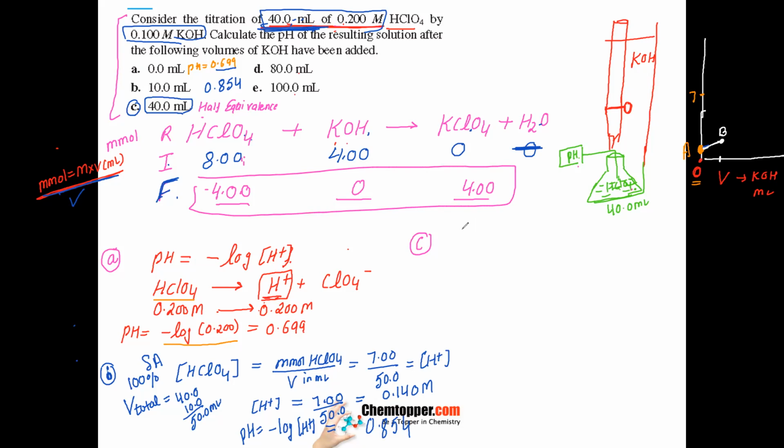Yes, again HClO4, but the concentration has changed because you are mixing volume. The millimoles are also changing. So what's the concentration? 4.00 millimoles, the amount which you can see here, divided by total volume. What's the total volume, children? All of you, please type the total volume for the C part. Yes, very good, Vinaya. Good thinking.